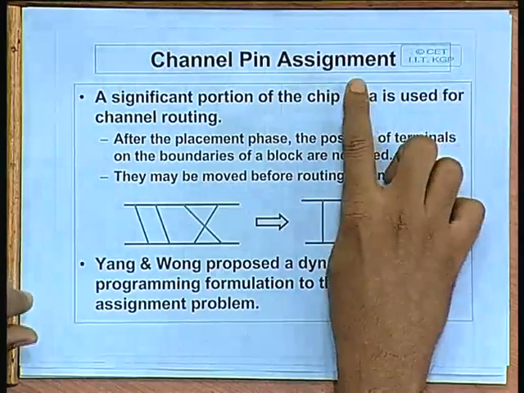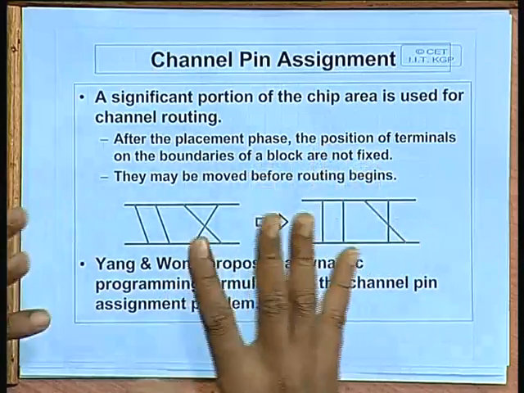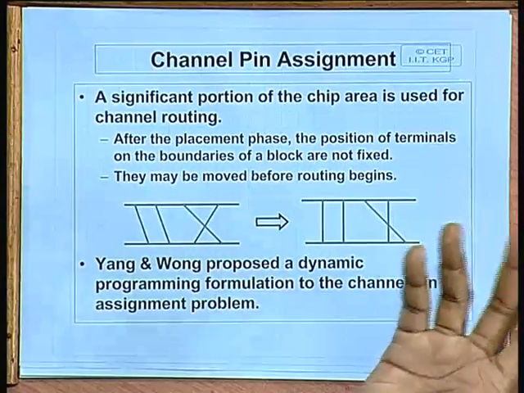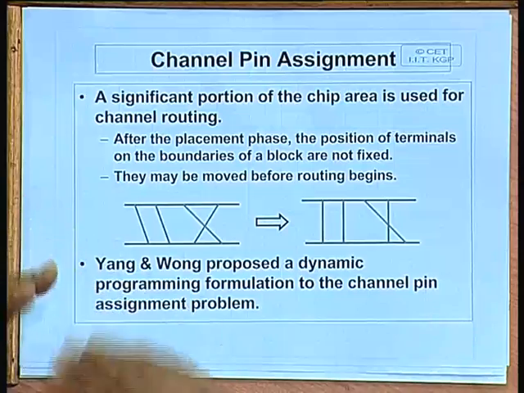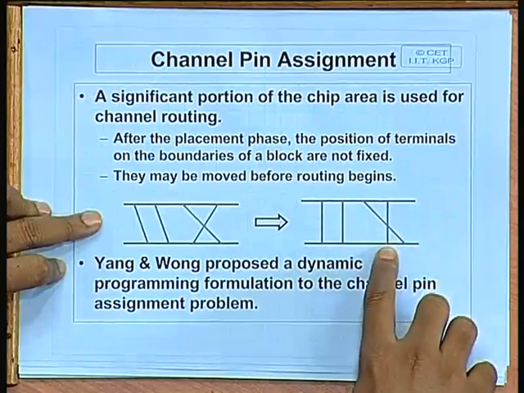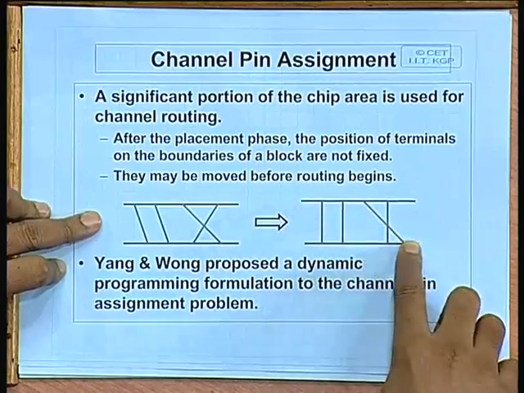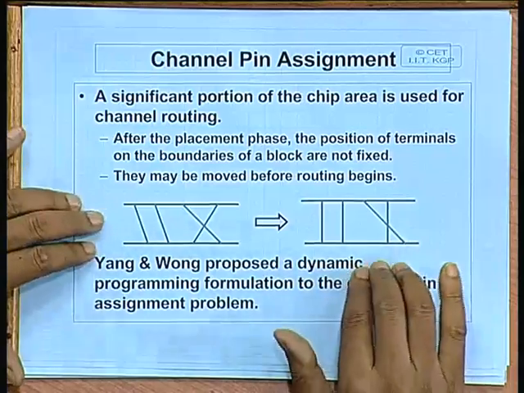But one thing, this channel pin assignment is normally done at the time of channel routing itself. It is not that you first do pin assignment and then go for routing. It is really difficult to do it separately. So although we are saying that this kind of thing can be done and will reduce channel congestion, it cannot be done in a step much before the routing. This has to be done along with the routing itself.